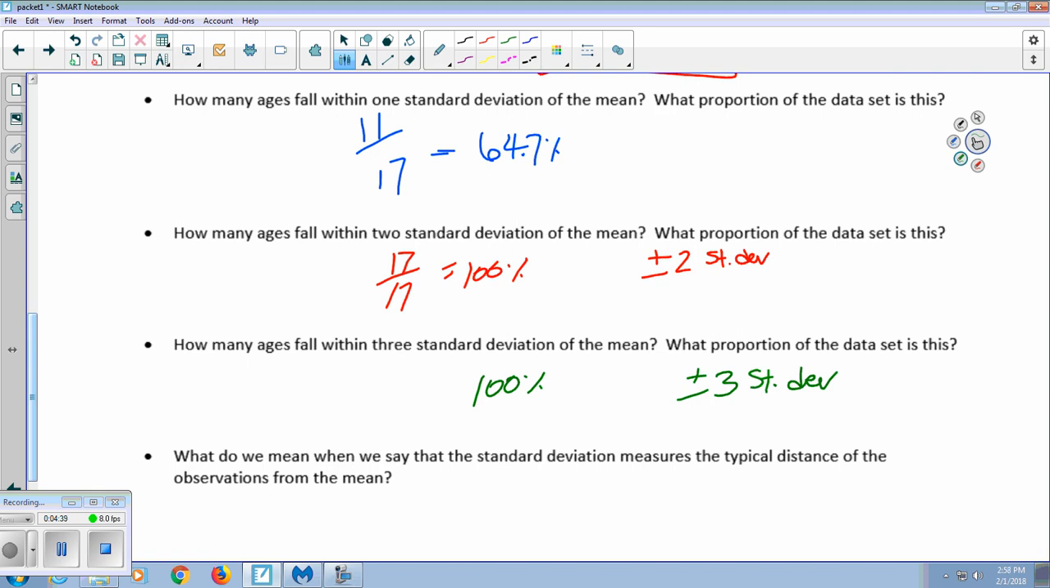So remember that the standard deviation is the average distance from the mean. Average distance. So some are going to be more than the standard deviation away, one standard deviation. Some are going to be less from the mean.